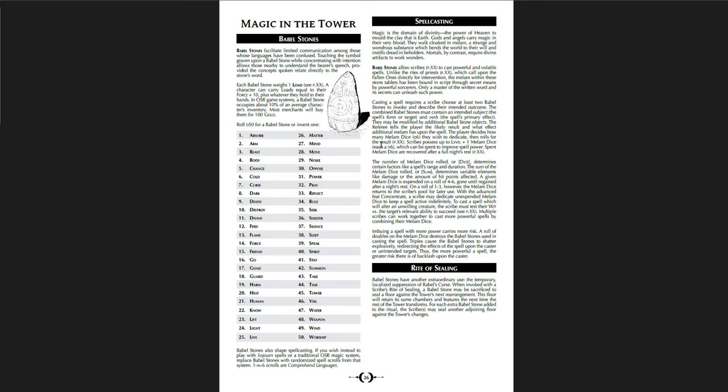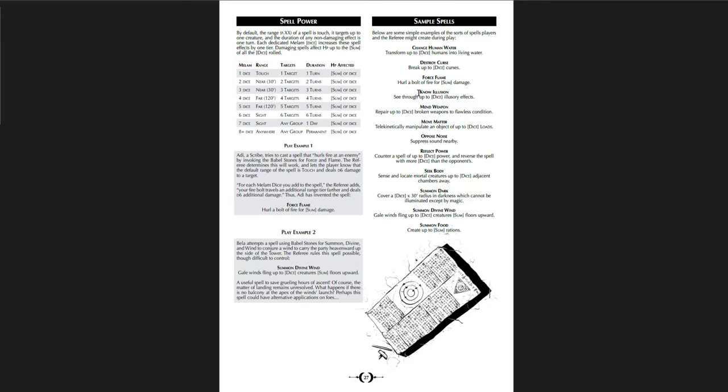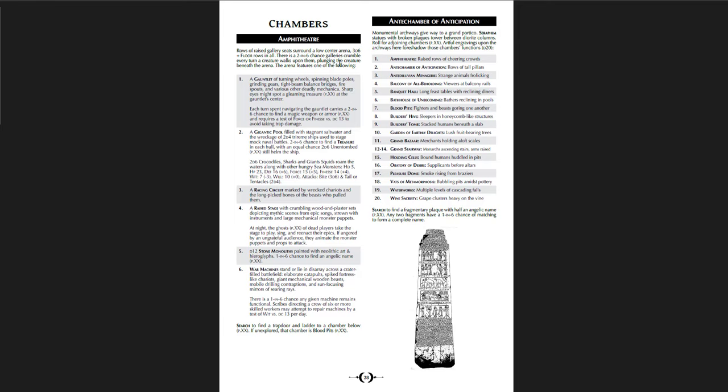How magic works, there's Babel stones, which are cool. Roll d50 for a Babel stone or invent one. Weighs one load, right? And there's a rule for how much the load is, for OSR games, 10% of average character's inventory. Really cool. How spellcasting works, the rite of sealing, spell power, and example spells, because you can kind of copy your own spells from the tablets. And then here are the chambers.